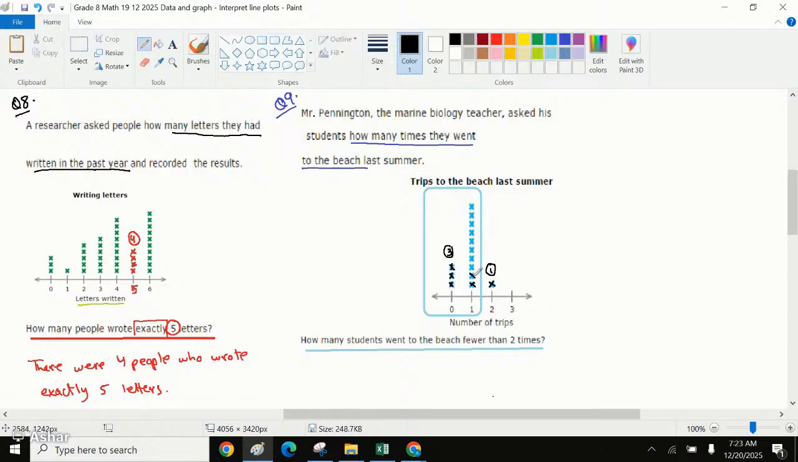And this is 1. The number of students who went one time would be 1, 2, 3, 4, 5, 6, 7, 8, 9, and 10. Agreed? Fewer than 2 means less than 2. That means 3 plus 10, that is 13 students went to the beach fewer than 2 times. Okay.